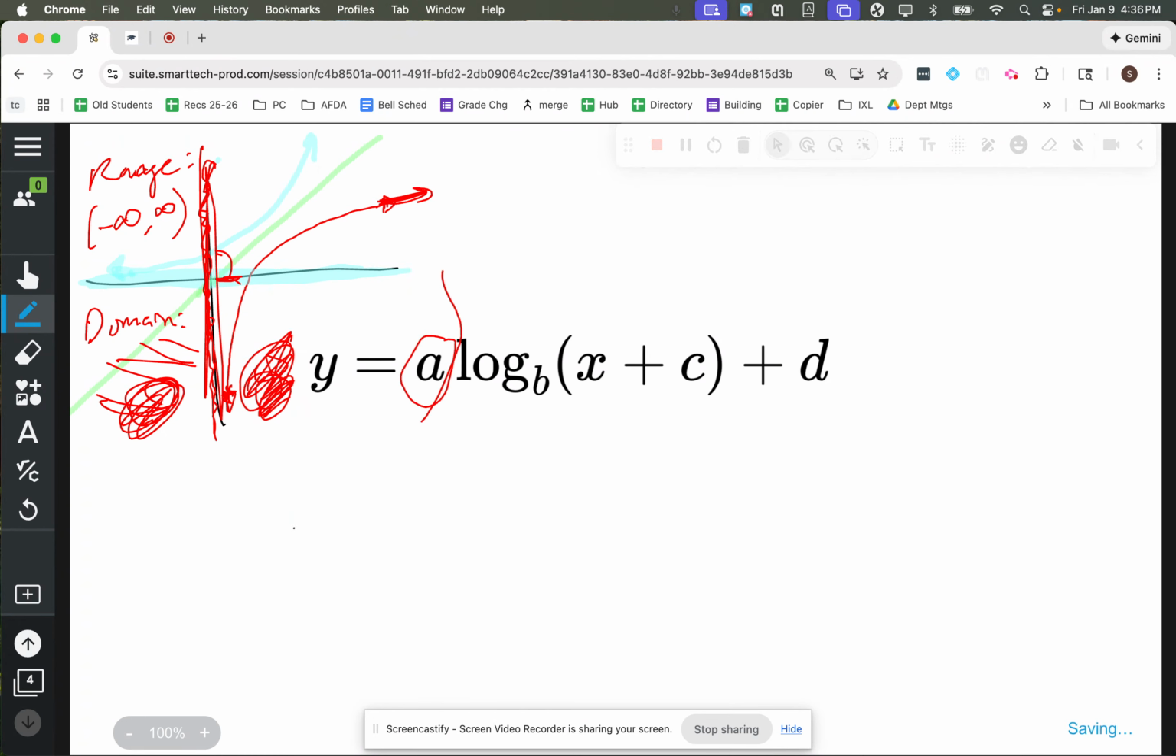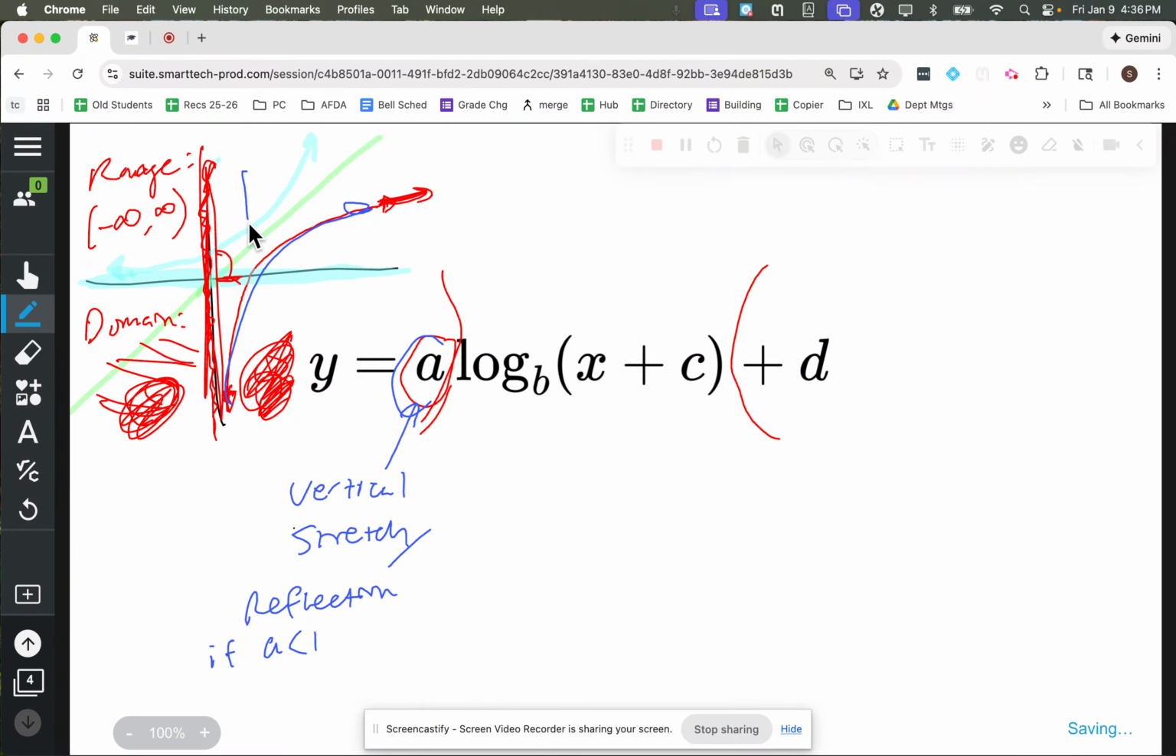This is outside the function. So is this. So this is a vertical stretch, just like before, or reflection. So when you see this A, if the A is negative, instead of going up, it's going to go down. It'll be kind of an upside down log looking thing. Okay, so that's the effect of A.